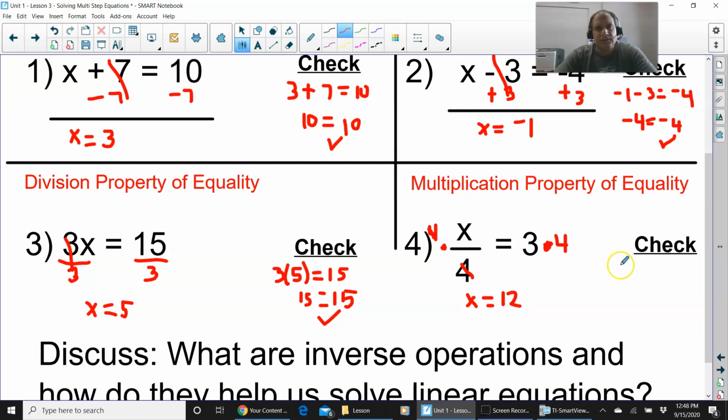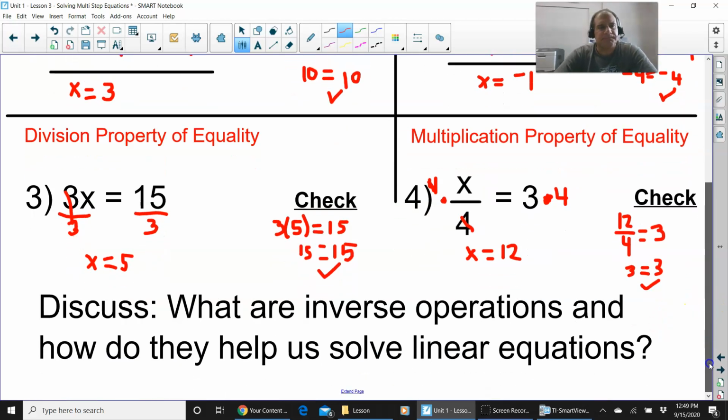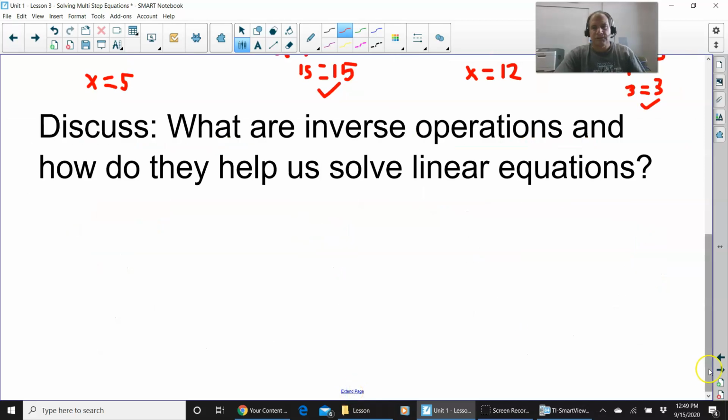And for the check, you just do it the same way. You put the 12, your answer, into the x, substitute into the x, and you divide it by 4. 12 divided by 4 is 3. And you know that 3 equals 3. And that is a check mark. Congratulations, y'all.